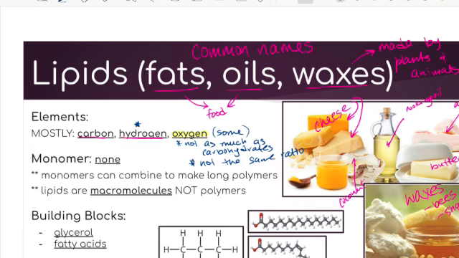Now, lipids are one of the biological molecules that don't have any monomer. There are building blocks, but there's no monomer for lipids. So they are macromolecules, but they are not polymers. The building blocks that they have are glycerol and fatty acids. This here is glycerol. And then fatty acids are these ones here.